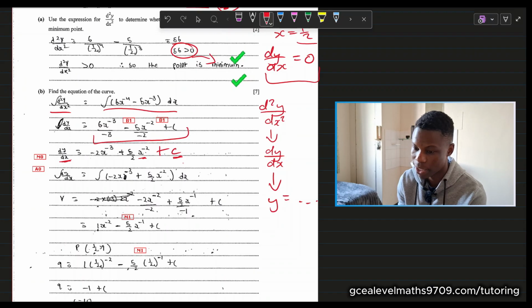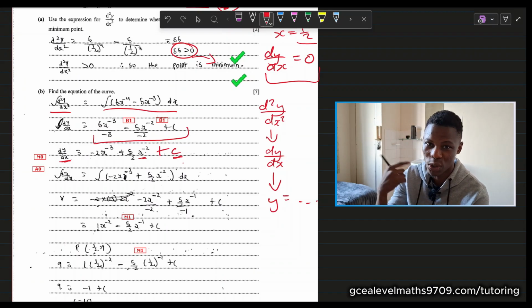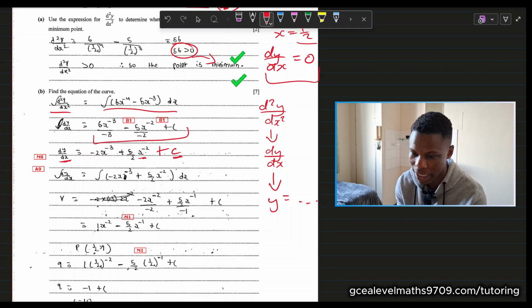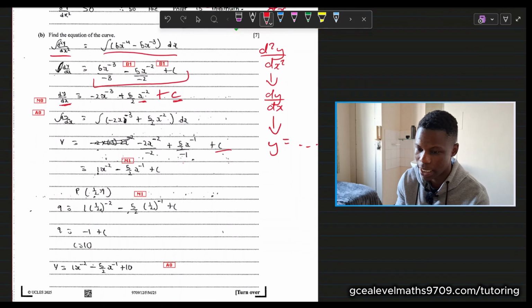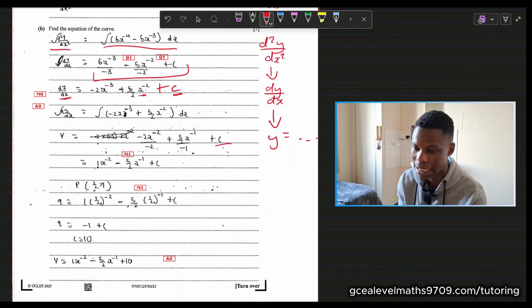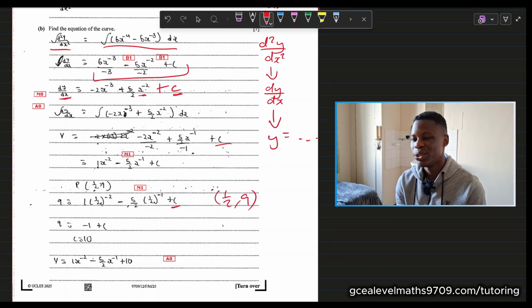But you did get some method marks because, again, remember, if you use the correct method, regardless of whether your numbers are correct, you get those method marks. So you integrated dy/dx and got that with the new constant, right? You got method marks for integrating and for trying to evaluate this constant with the (1/2, 9). So you had the idea.